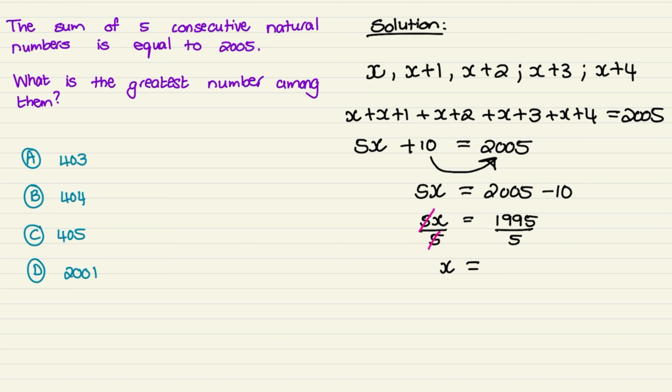And then 1995 divided by 5 is 399. So we know that the first number in our 5 consecutive numbers is 399. So the greatest number would be x plus 4. So that will be x plus 4, and that is 399 plus 4. And that answer is 403. So the correct option would be option A, 403.